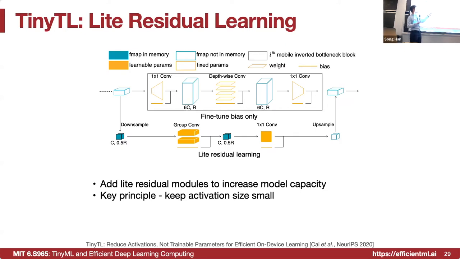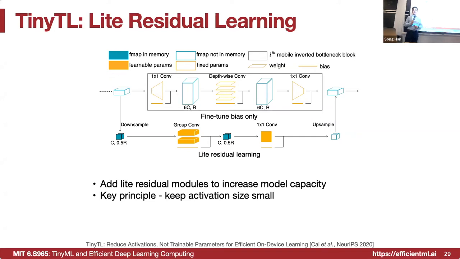So rather than using depth-wise convolution, here we use group convolution to give more capacity, more parameters without increasing the number of activations, right? Depth-wise convolution is one extreme. It is super parameter efficient, but in order to compensate for the capacity, it requires a pretty big activation, 6 times C. Using group-wise convolution is a better trade-off. It has more parameters, but fewer activations.